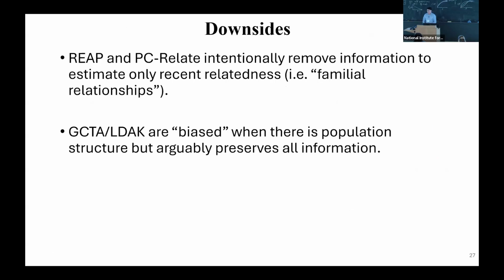Now, the downsides of these methods: first, RIP and PC relate intentionally remove information because they only attempt to estimate recent relatedness. And GCTA and LDAK are considered biased because they are not good estimators of the kinship coefficient when there is population structure, but arguably they have more information, even though their interpretation is not so clear.